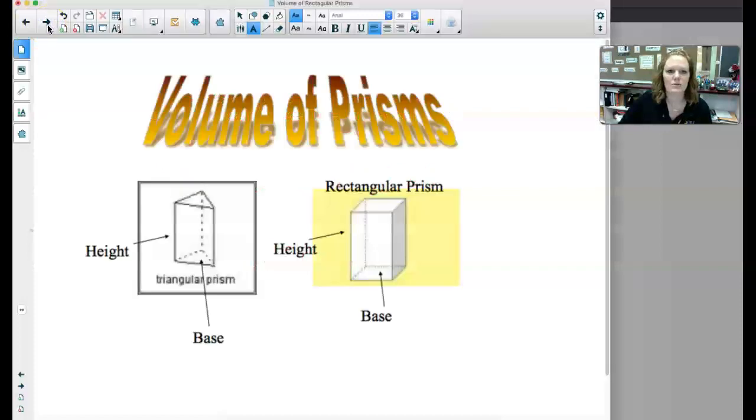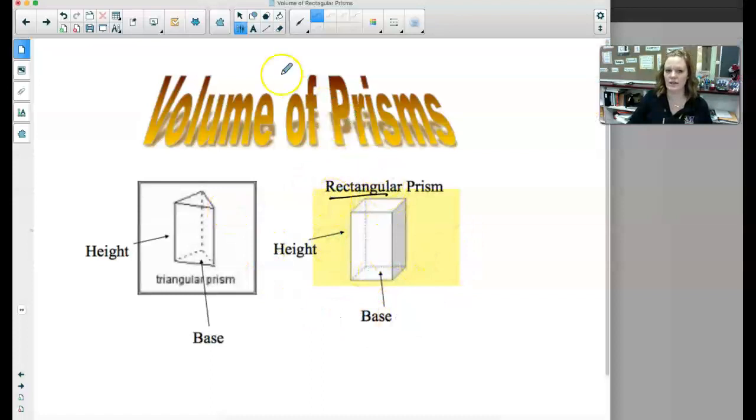We are going to talk today about volume of prisms. We have two different kinds of prisms we're going to learn about. That is triangular prisms and rectangular prisms. Today we are only going to focus on rectangular prisms. So we're just going to take this one day at a time and do one type of prism per day. Tomorrow we'll work on triangular prisms. So today we're only focusing on rectangular.